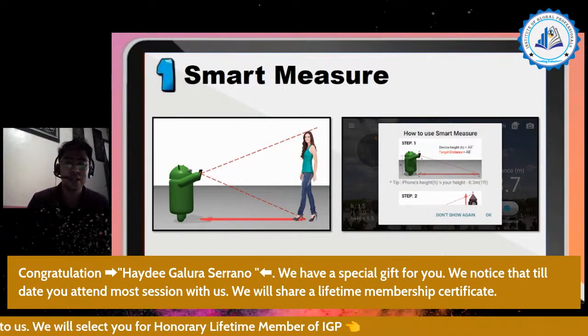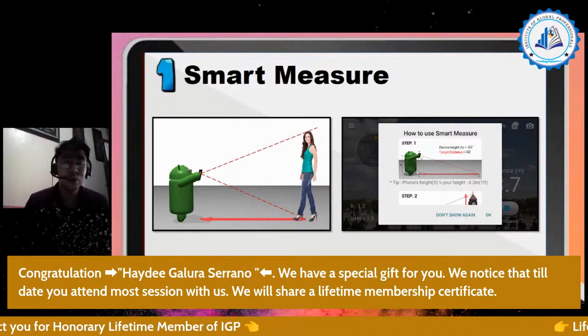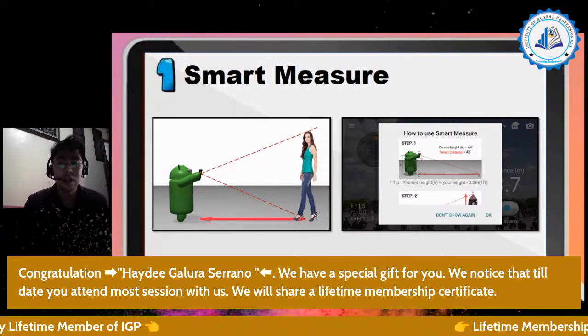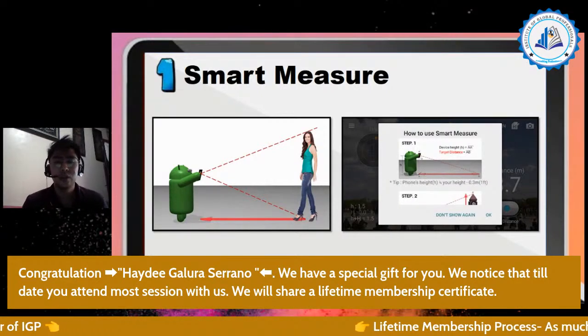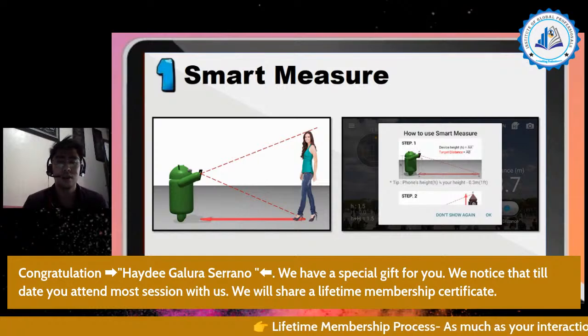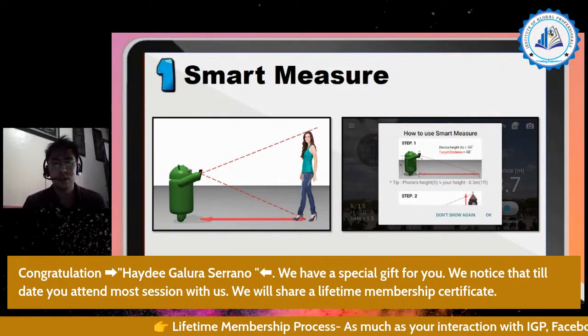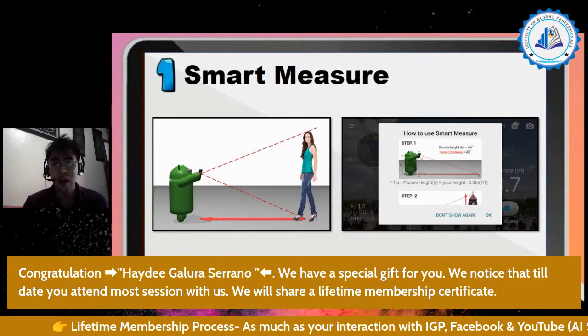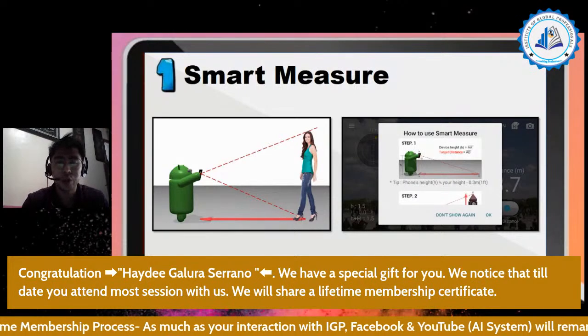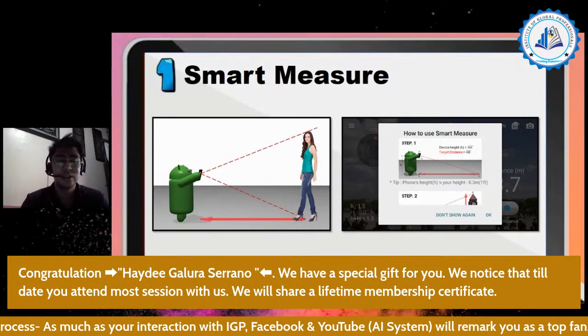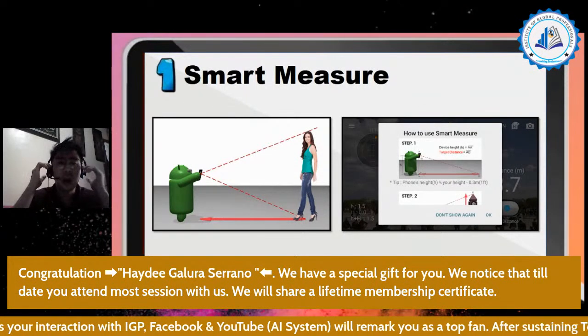So the important point is that you must aim your camera at the ground, not the object. So in order to measure the distance from someone, aim at their shoe. After measuring the distance, you can measure your friend's height. So that is how we use Smart Measure.